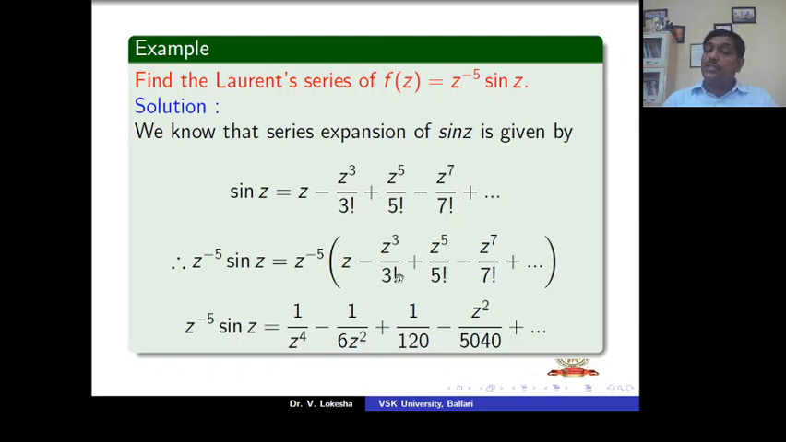3 factorial is 3 into 2, that becomes 6 here, then here 1 by 5 factorial. 5 factorial is 1 into 2 into 3 into 4 into 5. If you multiply all, you get 120, minus z to the power of minus 5 plus 7, that becomes z square divided by 5040. This is the series expansion of this function.